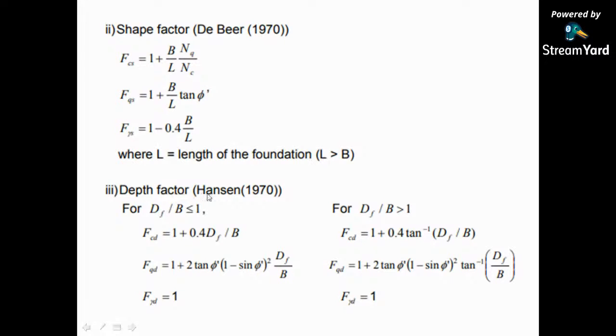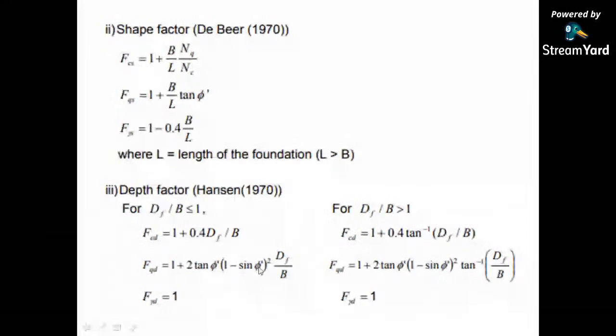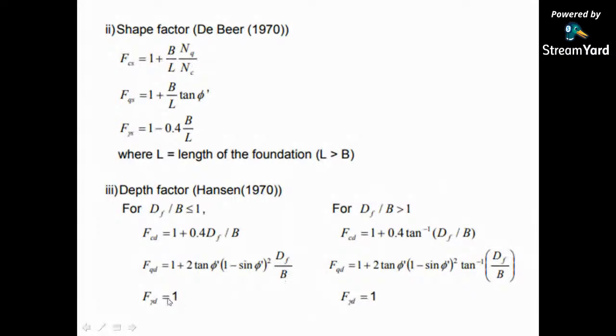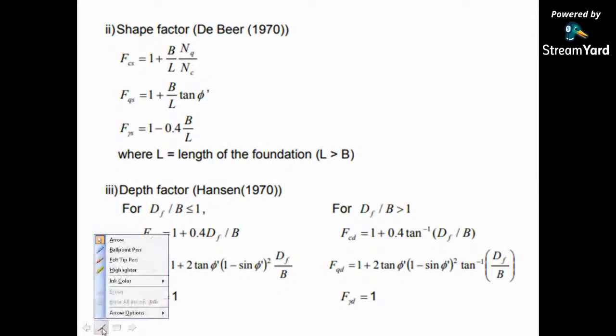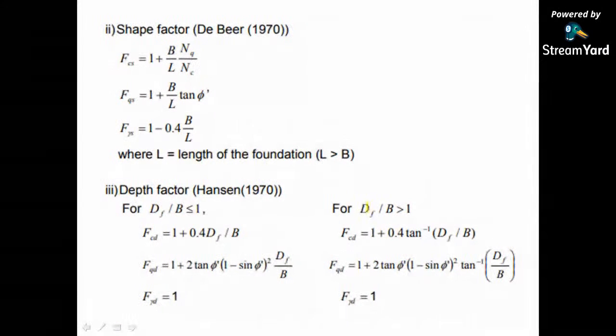So the depth factor by Hansen 1970 is given for DF by B less than or equal to 1. Then FCD equals 1 plus 0.4 DF upon B. FQD equals 1 plus 2 tan phi dash (1 minus sin phi dash) squared DF upon B. F gamma D equals 1. For DF by B greater than 1, FCD is 1 plus 0.4 tan inverse DF upon B. FQD equals 1 plus 2 tan phi dash (1 minus sin phi dash) squared tan inverse DF upon B. F gamma D equals 1.